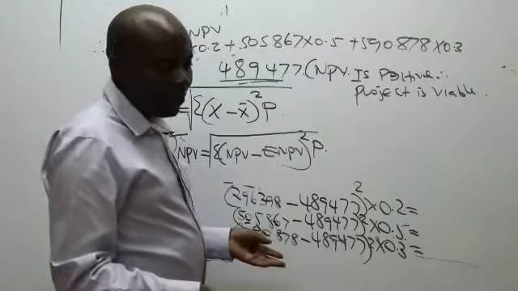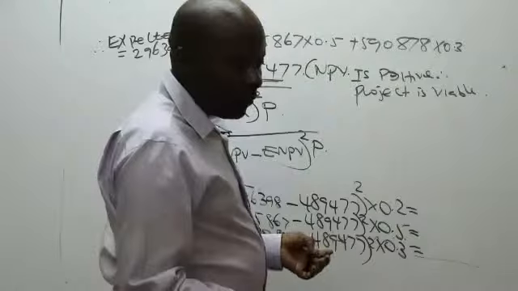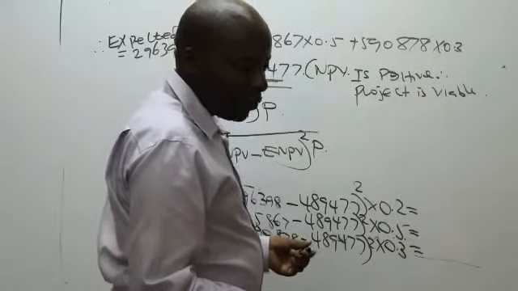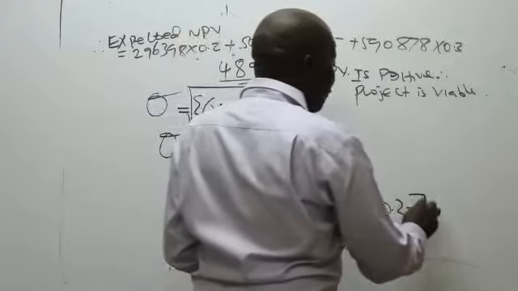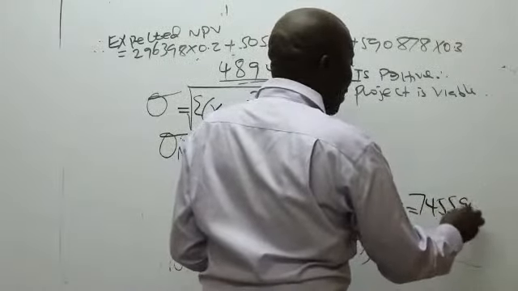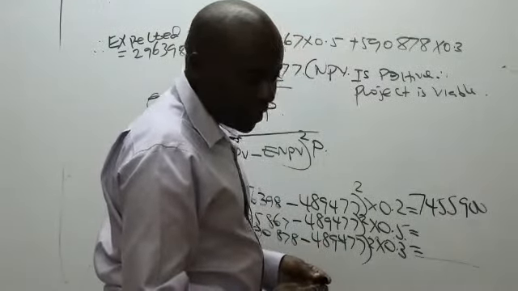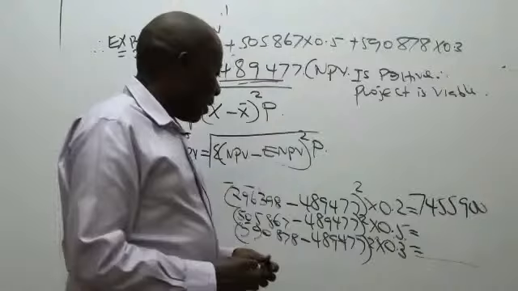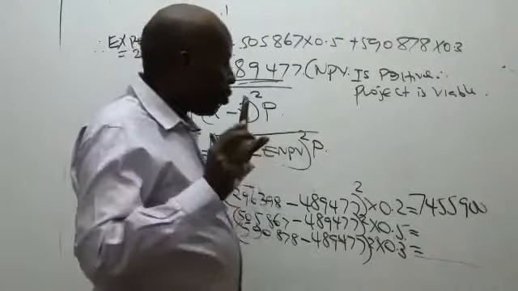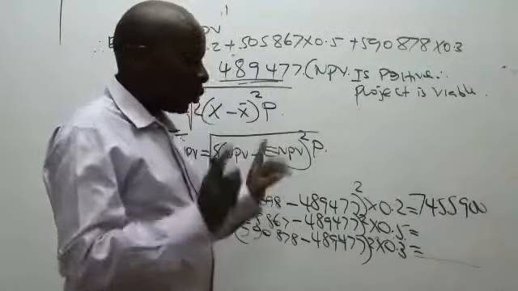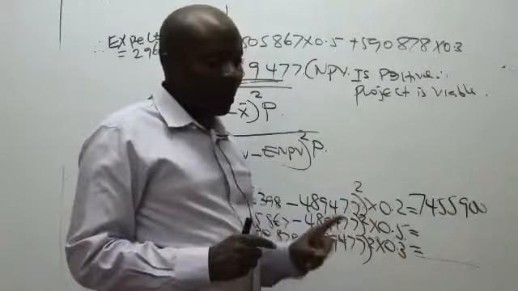That's quite a small number. Why were you crying? 74, 55, 900. How about the second one? You take this minus this, say equals first, and then you say squared. Whatever you get there, you multiply it with 0.5.